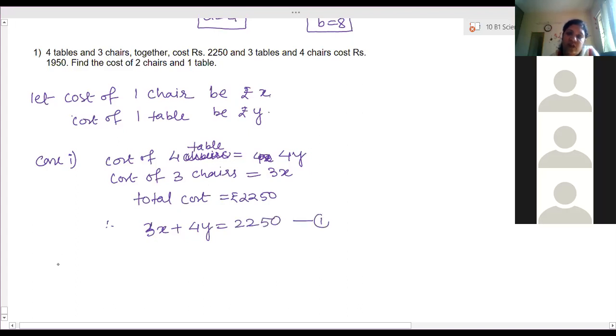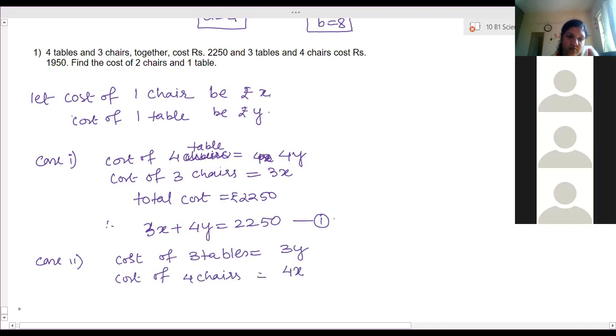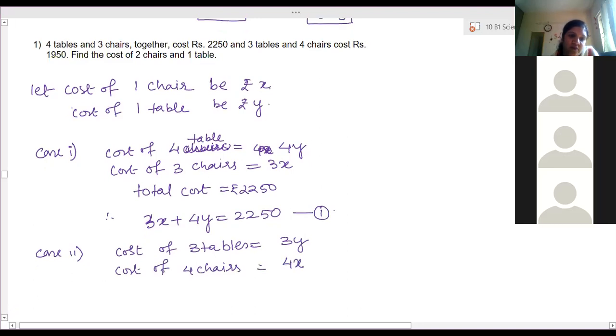This is equation 1. Now case 2. Cost of 3 tables is equal to 3Y. Cost of 4 chairs is equal to 4X. And total cost is 1950.